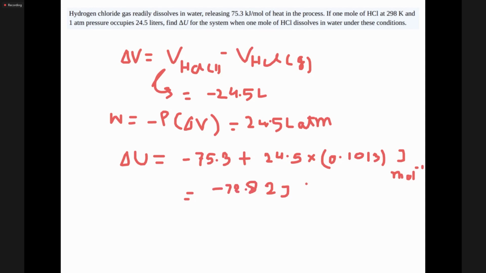So with this, I hope you understand, if the gaseous HCl could dissolve without any volume change, the heat released in this process, that is 75.3 kilojoule, would cause the system's internal energy to diminish by that same amount, 75.3 kilojoule. But the disappearance of the gaseous phase will reduce the volume of the system, because with respect to the gas, the volume of the liquid will be very small. So accordingly, the delta U, which is calculated over here, is around minus 72.82 per mole. So with this, we'll stop today's session.